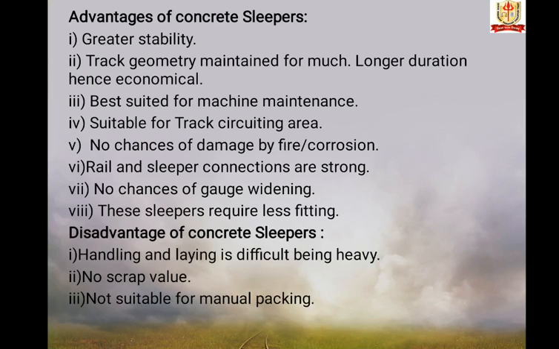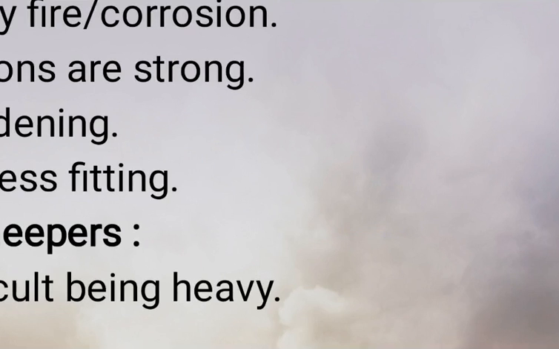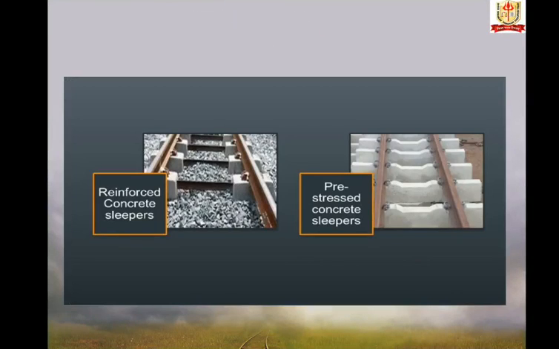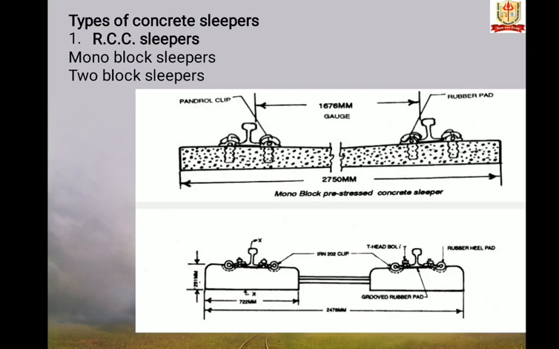Disadvantages of concrete sleeper: handling and laying is difficult, being heavy, no scrap value, not suitable for manual packing. There are the following 2 types of concrete sleeper: RCC, meaning reinforced cement concrete sleeper, and pre-stressed concrete sleeper. RCC sleeper. The concrete sleepers constructed of reinforced cement concrete are known as RCC sleepers. RCC sleepers are of the following 2 types: monoblock sleepers and 2-block sleepers.